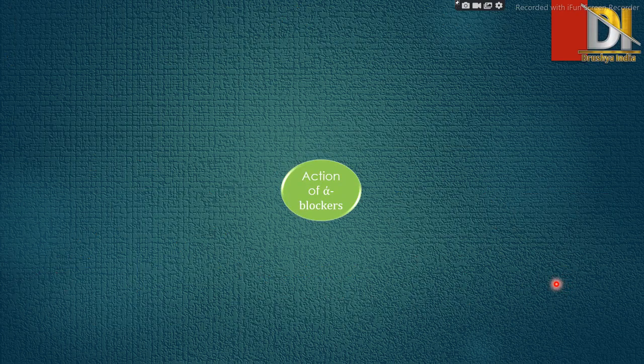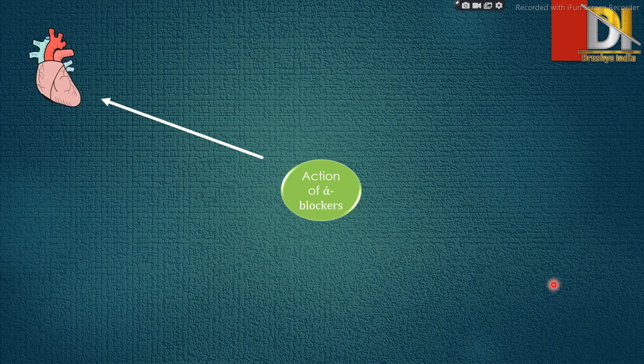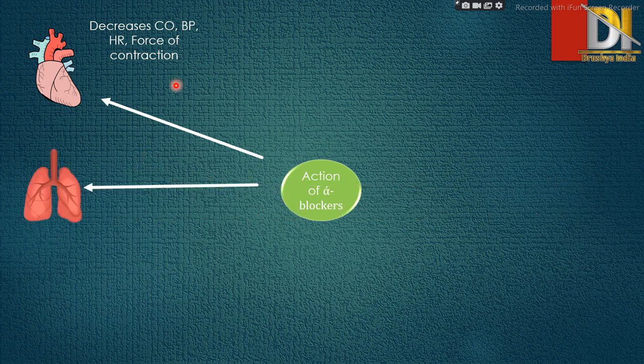Now this was about classification of alpha blockers. Now let's see the actions of alpha blockers. First action is on the heart. On the heart, it decreases cardiac output, decreases blood pressure, decreases heart rate, and also decreases force of contraction, which means it shows bradycardia, that is negative chronotropic, negative inotropic and negative dromotropic effect.